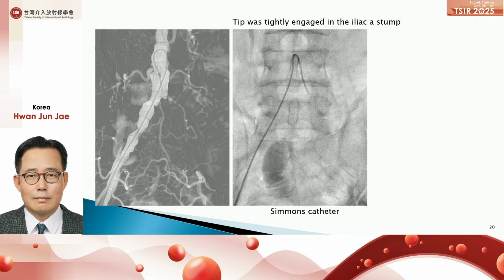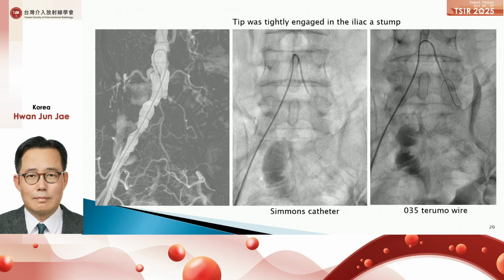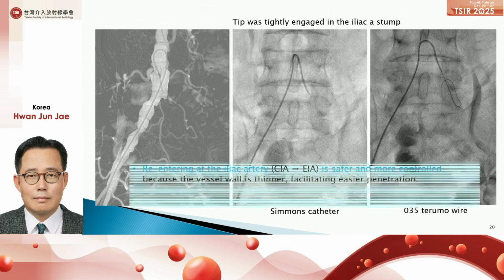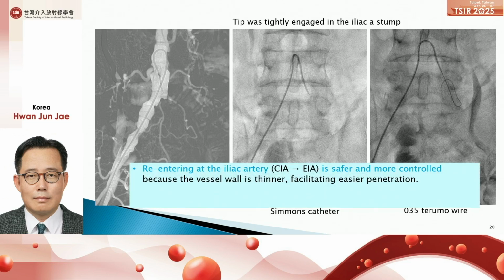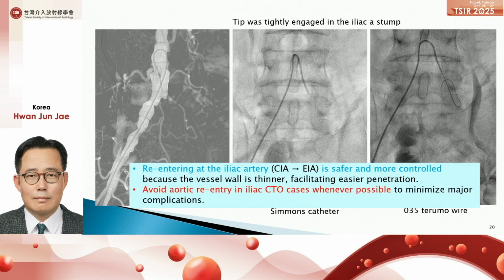So the tip was tightly engaged in the iliac stump, and we advanced the guide wire, but it is in the subintimal space because the wire is making a loop. Re-entering at the iliac artery is safer and more controllable because the vessel wall is thinner in the distal part. It can facilitate easier penetration. We always try to avoid aortic re-entry in iliac CTO cases whenever possible to minimize major complications such as aortic dissection.